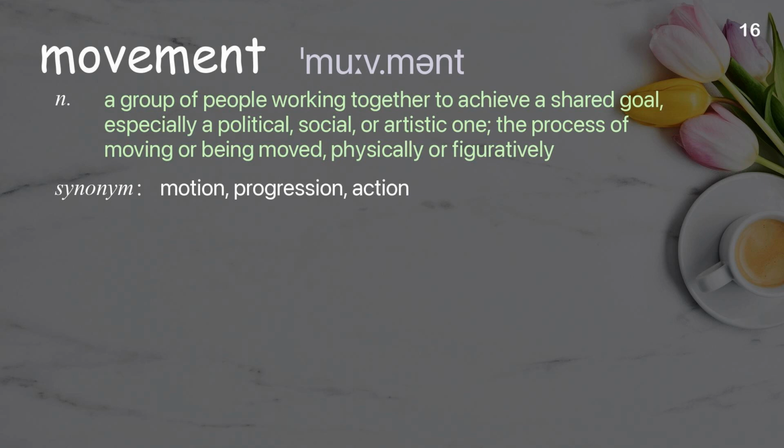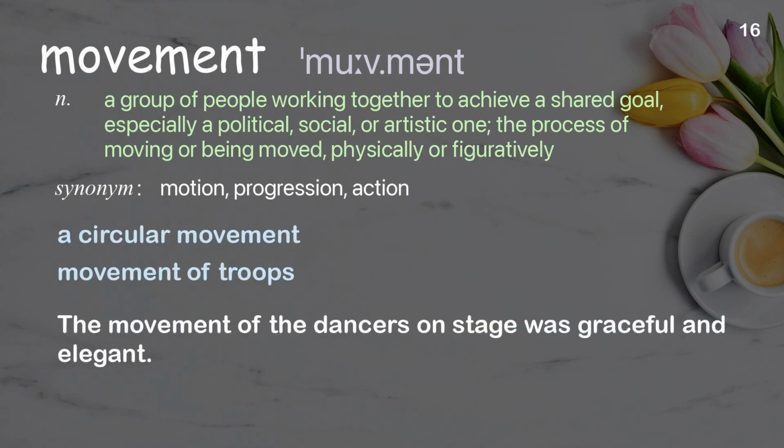Movement. A group of people working together to achieve a shared goal, especially a political, social, or artistic one, the process of moving or being moved, physically or figuratively. Examples: a circular movement, movement of troops. The movement of the dancers on stage was graceful and elegant.